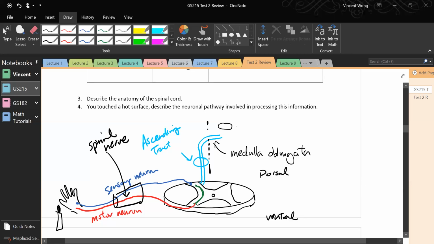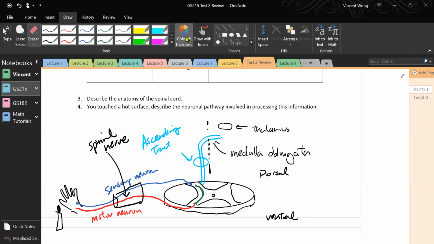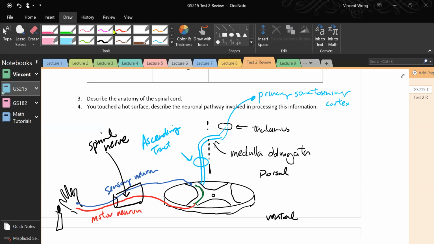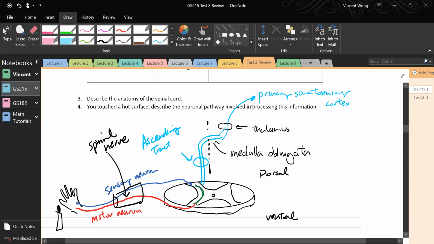And you're going to have your thalamus right here, right? Thalamus is going to filter all the information, okay? And the information about the burning here is going to go through the thalamus, and then finally it is going to end up in your primary somatosensory cortex.